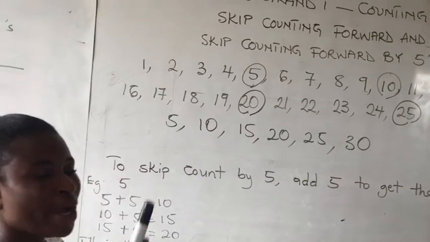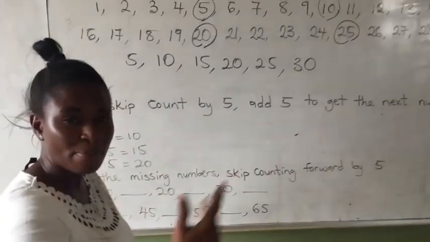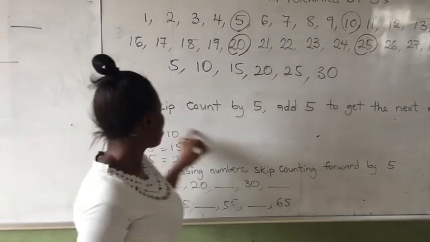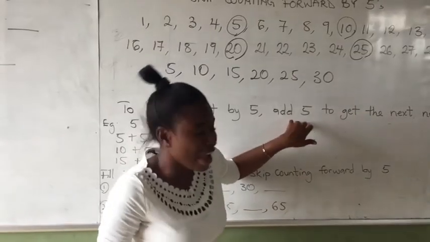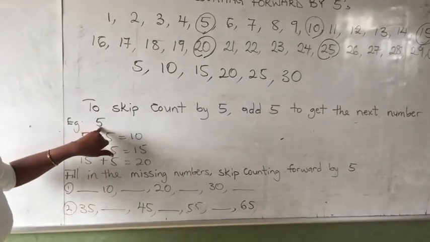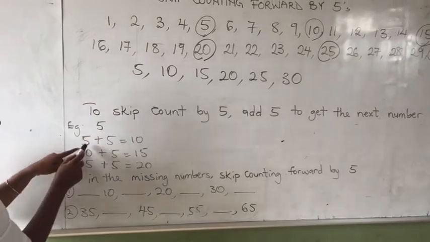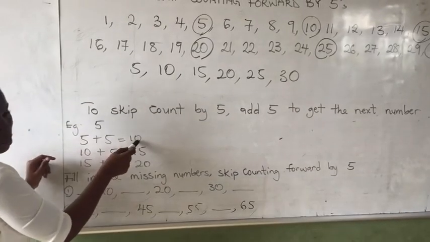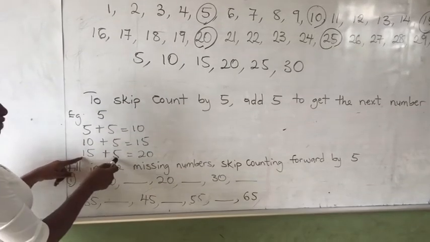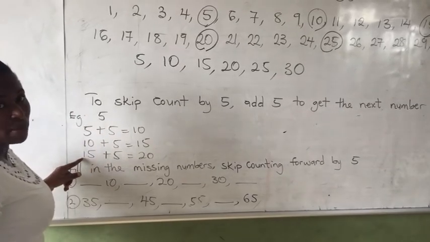Okay, now to get skip count numbers, skip counting numbers in 5s, you have to do what? To add 5 to get the next number. So to skip count by 5, add 5 to get the next number. So let's see this example. You've been given 5. Now to get the next skip count number of 5, you have to add what? 5. So this 5 is here, plus 5 will give me what? 10. 10 plus 5 will give me what? 15. 15 plus 5 will give me what? 20.